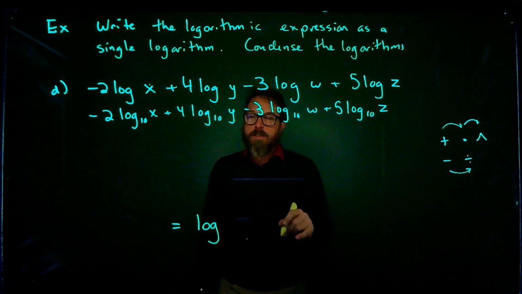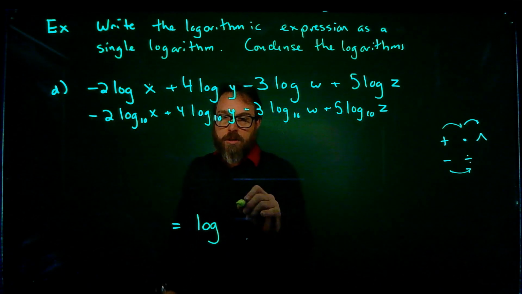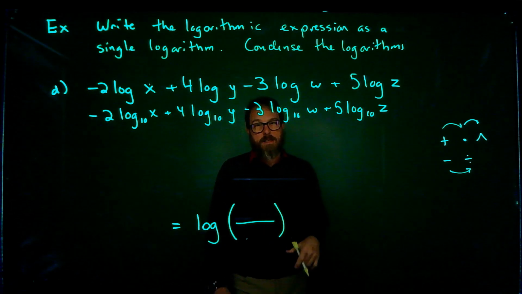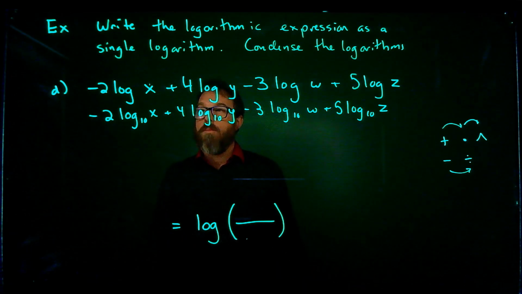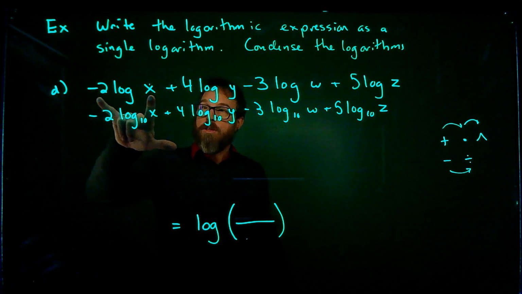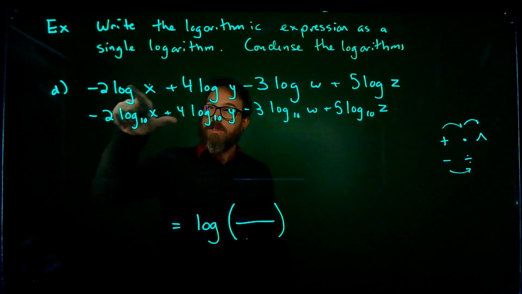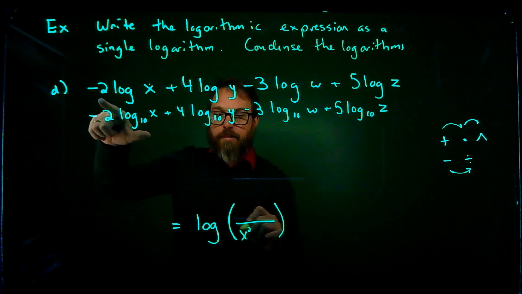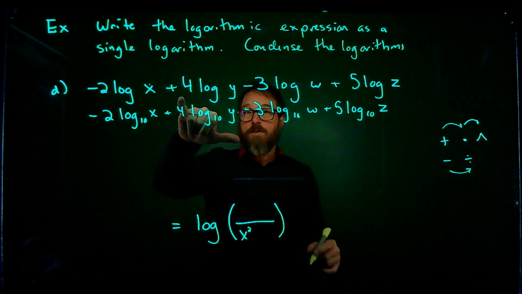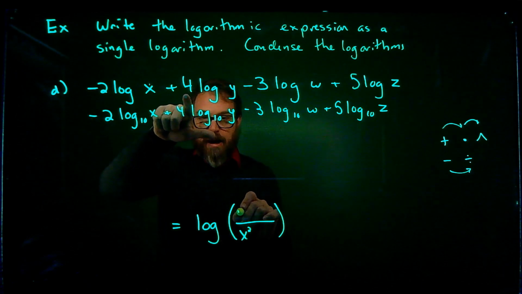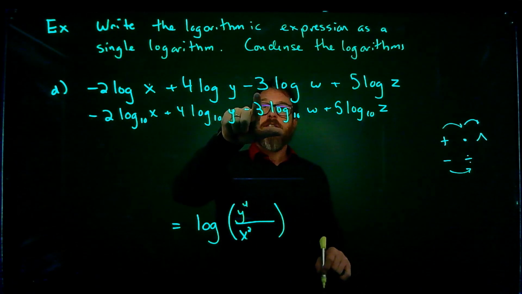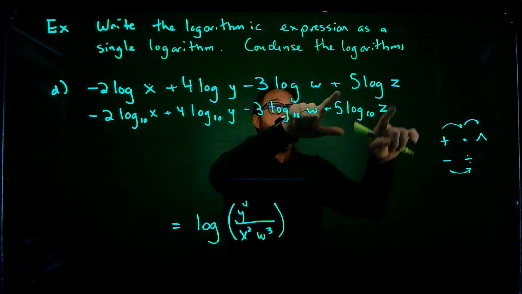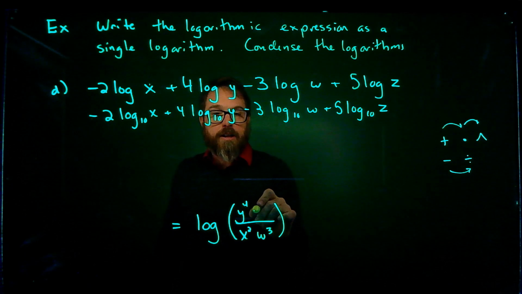So what I know is that this is a chain of addition and subtraction. So what I'm going to get is a single logarithm. And since I have both pluses and minuses, I know some things are going to be on top, some things are going to go on the bottom. Now this is a negative, so this is going to be on the bottom. And remember, this coefficient is going to become a power, but negative means division. So I'm actually going to have an x squared on the bottom. Similarly, this is a positive, so this will be a y to the 4th on the top. This is a negative, so it's going to be on the bottom, so it'll be a w cubed on the bottom. And then finally, this is a plus, so this is going to be a z to the 5th on the top.